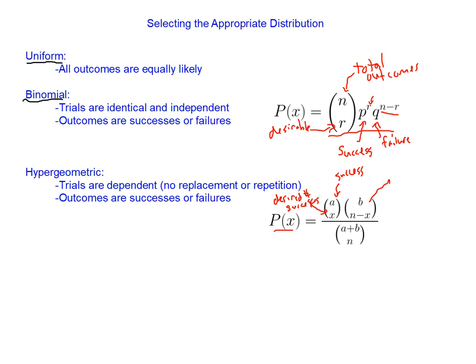B in this case is the number of failures. And if there were n trials, then n minus x has to be the number of failures that we're going to choose. A plus b is the total number of outcomes. And n is the number that are being chosen. So let's look at a couple of examples and try to decide which type of distribution to use.